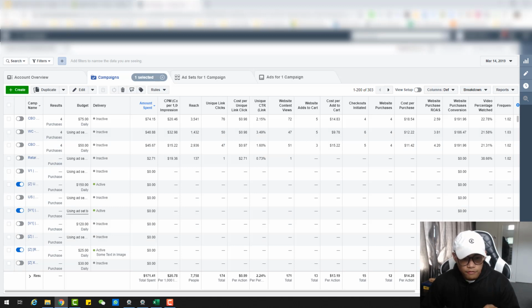Look at that, 3.33 ROAS average, only $14 cost per purchase. Now my break even for this was $25 at the start. Okay, so I was definitely profitable the first 3 days.